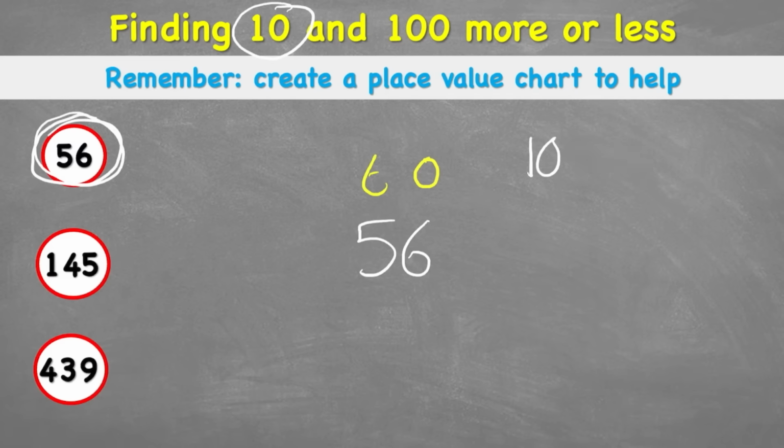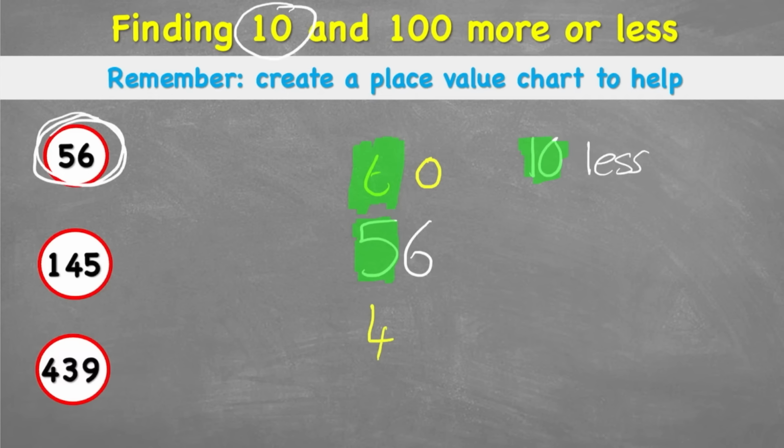Let's do not 10 more, but let's do 10 less, and let's see what happens. So again, which one do we need to look at? Well, we're going to be looking at our 10s. And at the moment, I have a 5 in the 10s, so I have 5 10s. If I want to have 10 less, I'm going to get rid of one of these 10s and put it down to a 4. So now that I have this 4, I can then look back into the 1s column and see that I have a 6. Bring that down because we're not changing anything in our 1s column, and my final answer is 46. So 10 less than 56 is 46.